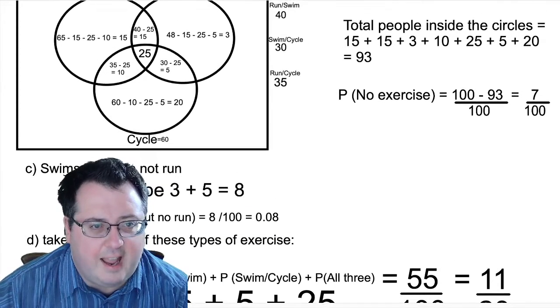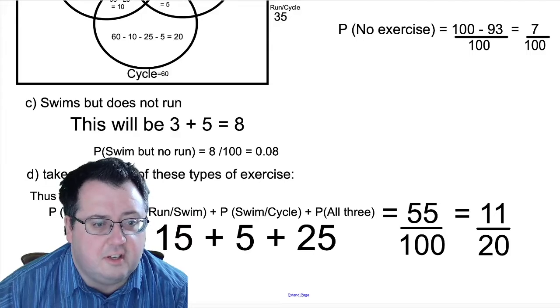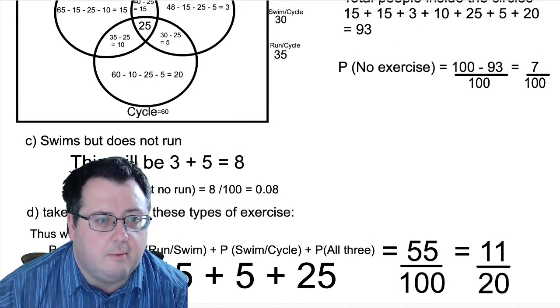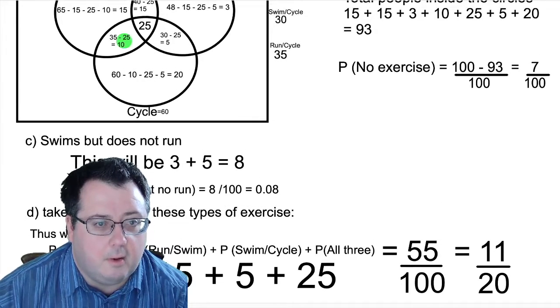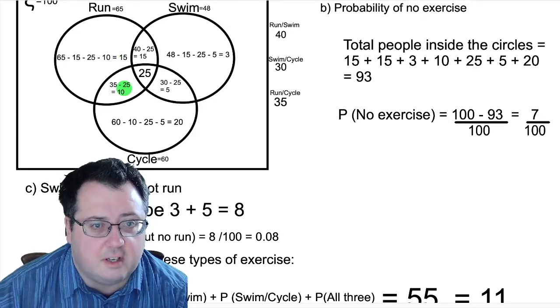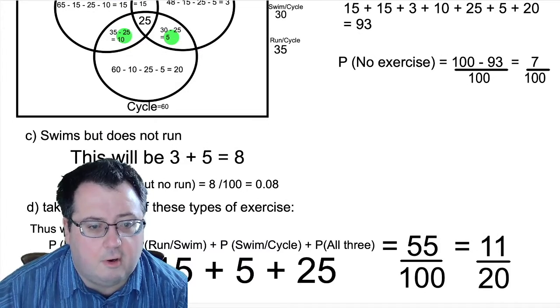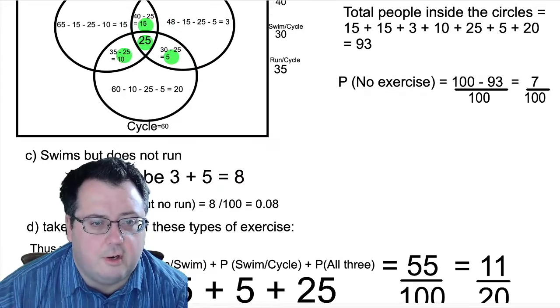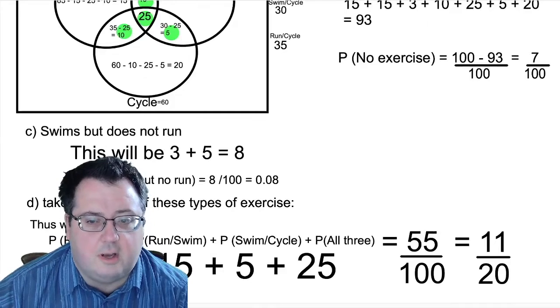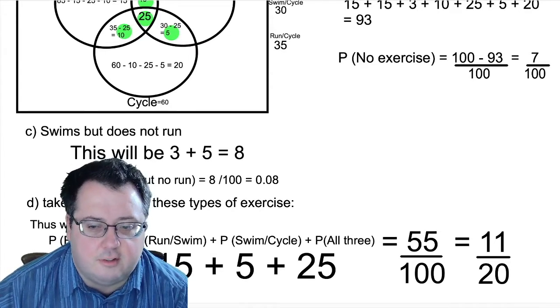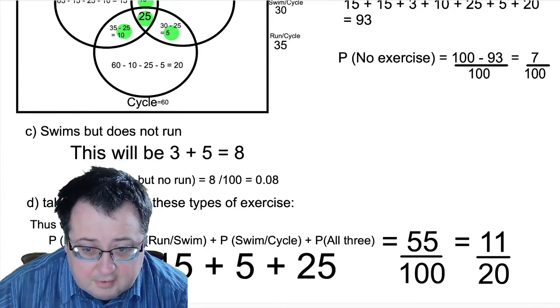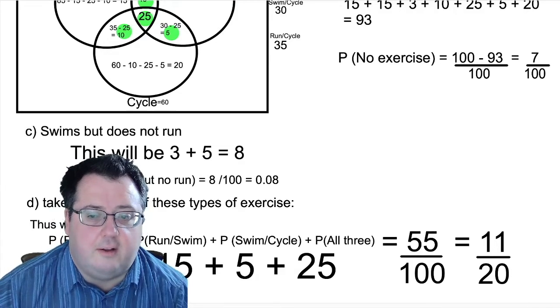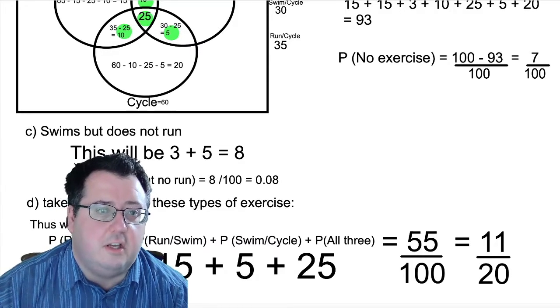So if we add up all of those things, running and cycling was 10. That's this bit. Swimming and cycling is 5. Running and swimming is 15. And then 25 is all 3. We add those numbers up, we'll get 55 out of 100. 55 out of 100 cancels down to 11 over 20.